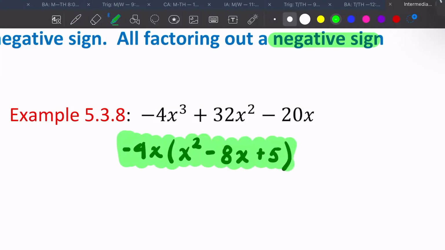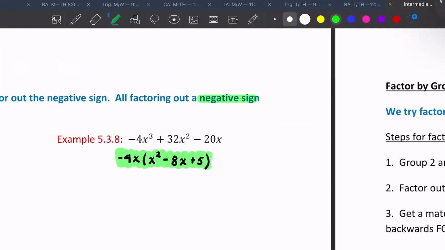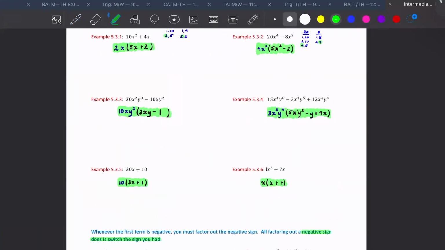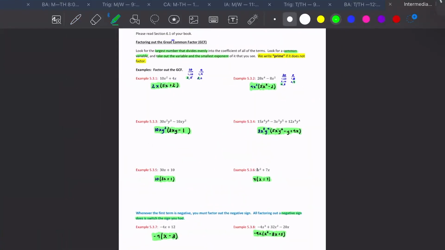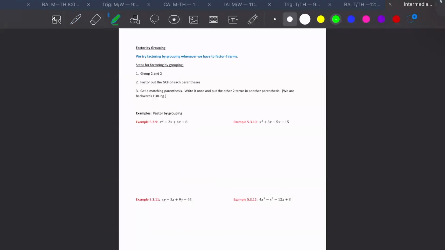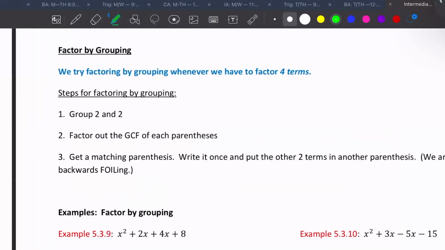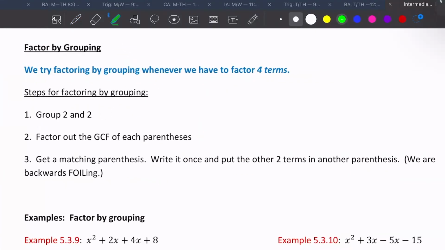Okay. Just like that. So not vastly different than what we just did a bunch of times. So that was greatest common factor. Now we're going to factor by grouping.